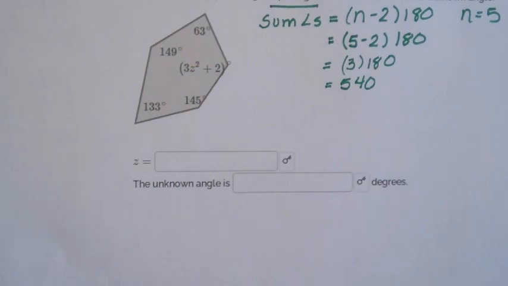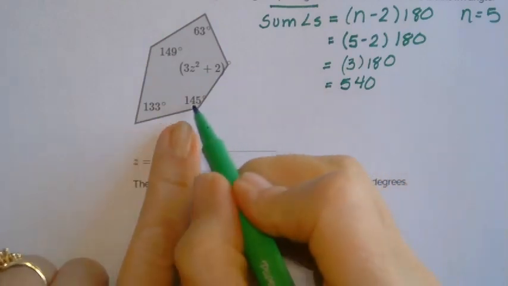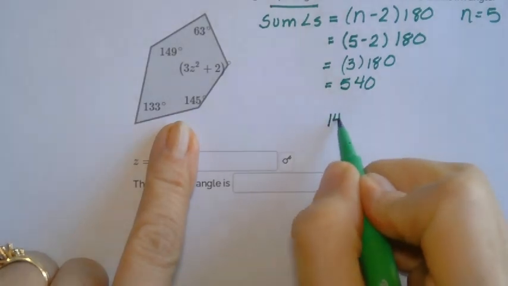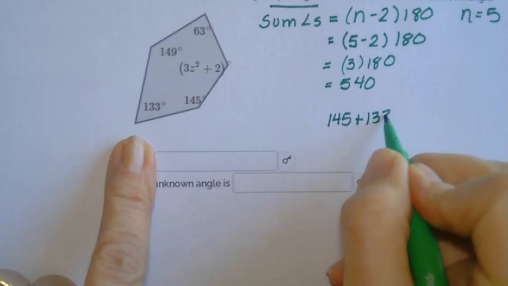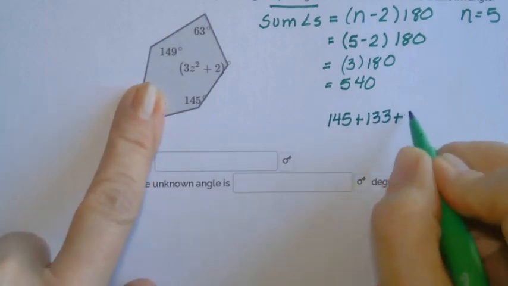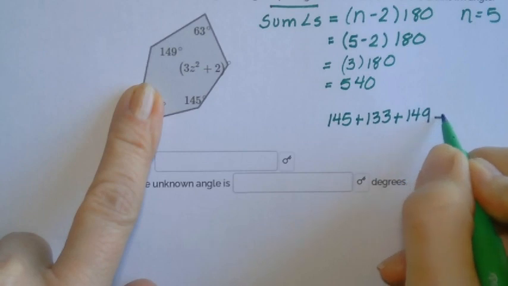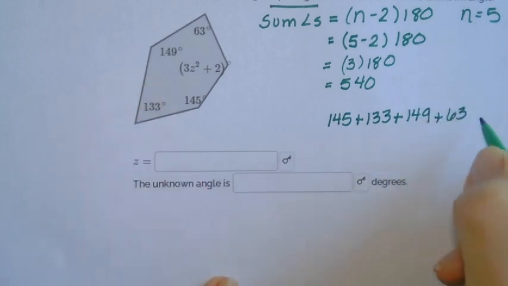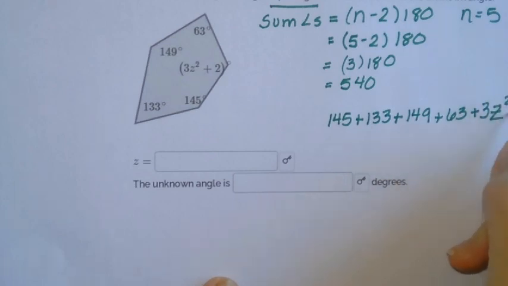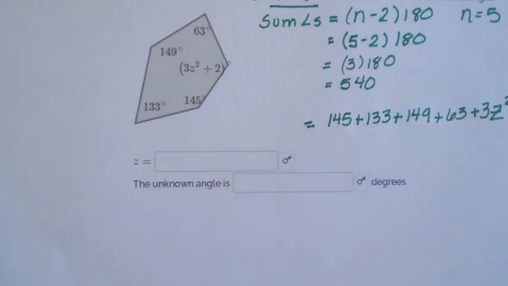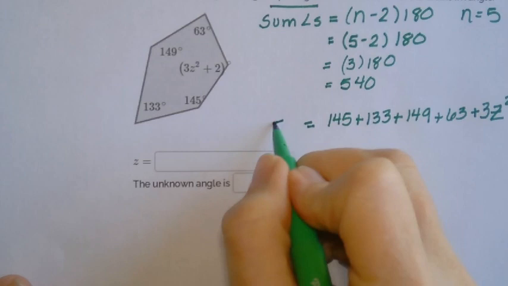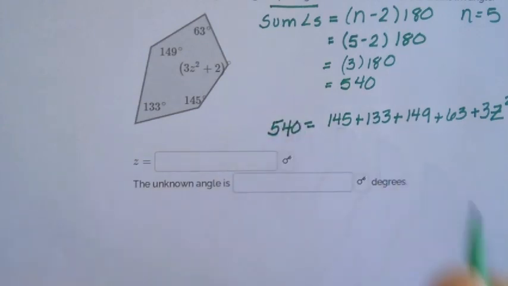So that's what you're going to use to write your next equation. Let's just start around the pentagon and start listing them. 145 plus 133 plus 149 plus 63 plus 3z squared plus 2. I have to come on the other side to put my equals because I ran out of room. Equals 540.